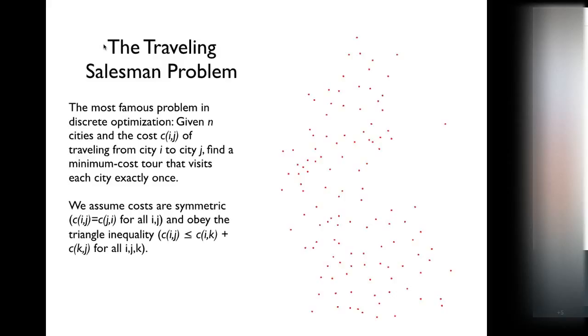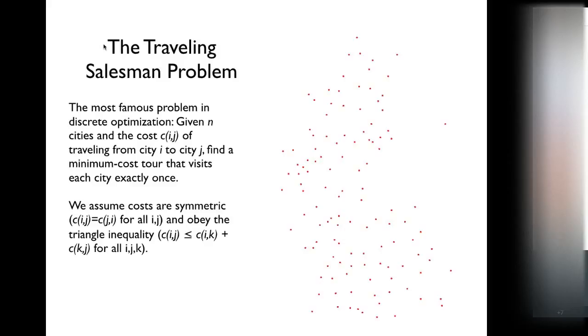Throughout this talk, I'm going to assume that these costs are symmetric, so it doesn't cost any more to go from i to j than from j to i, and that these costs obey something called the triangle inequality. So it doesn't make anything any shorter to stop at an intermediate city k when going between i and j.